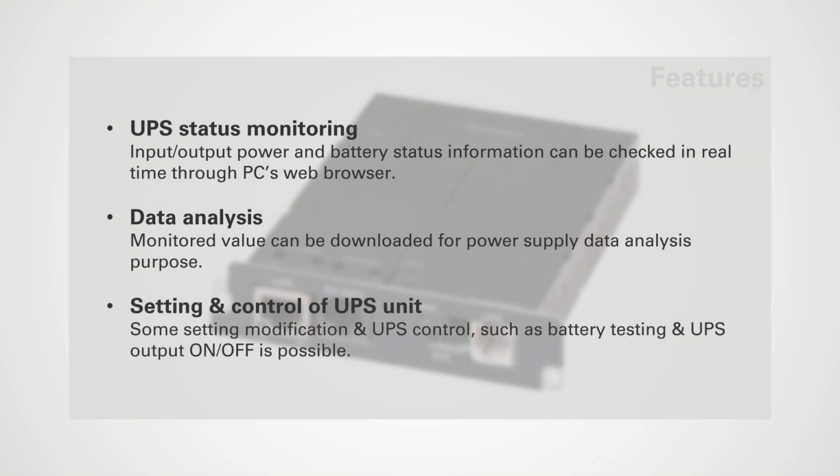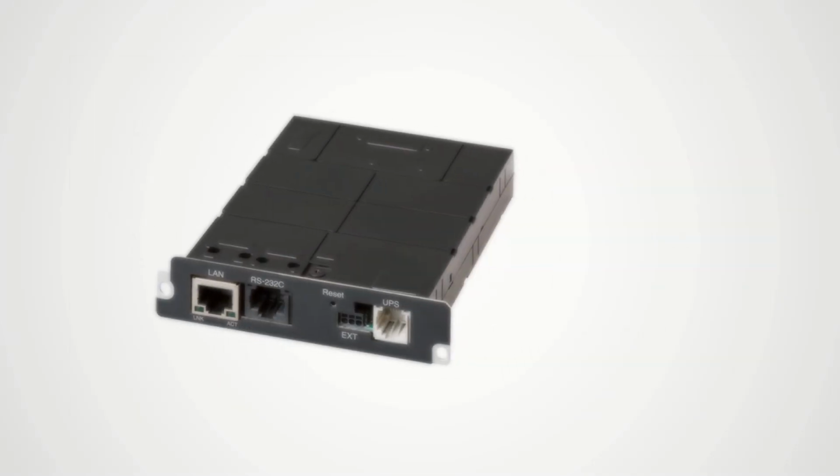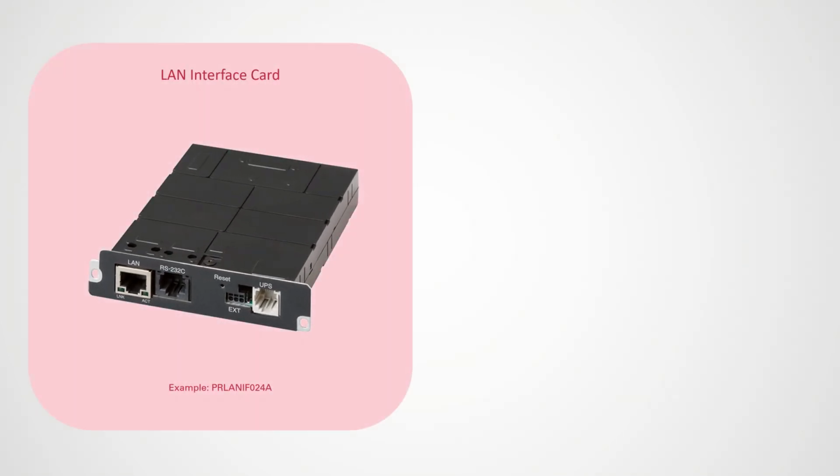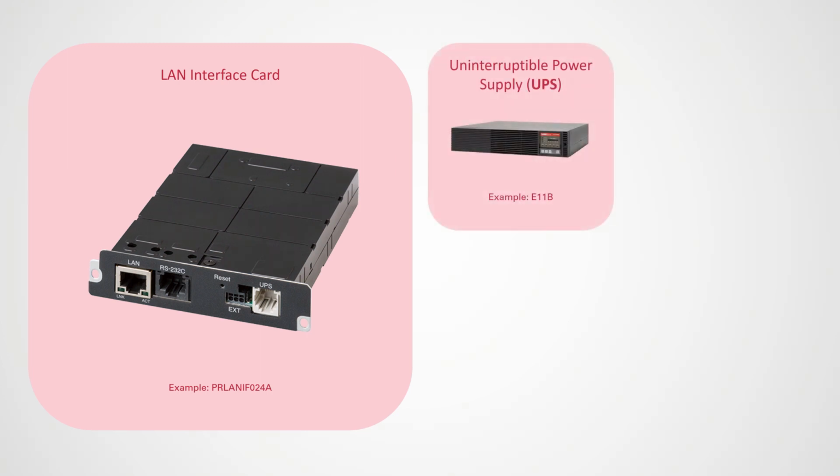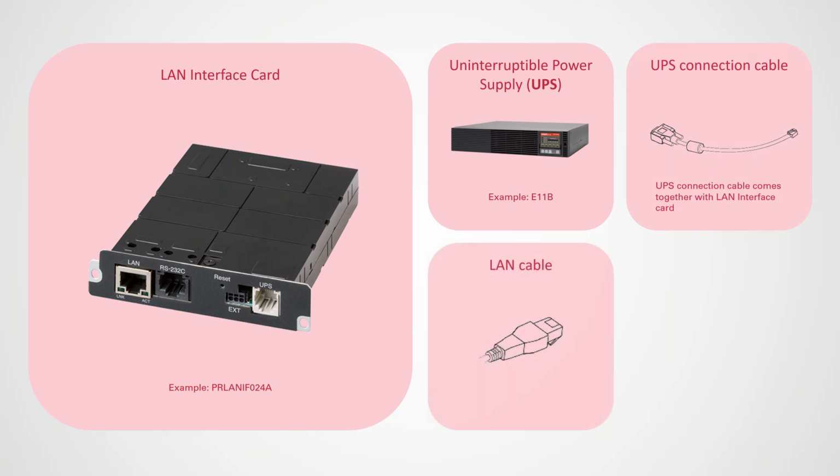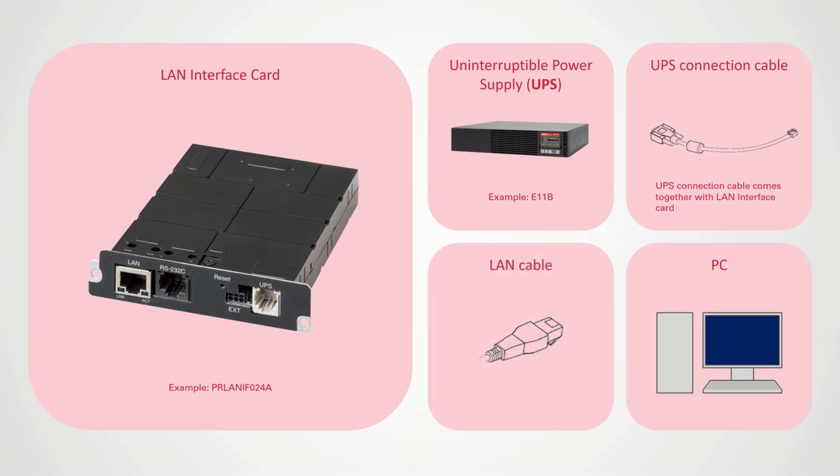UPS setting modification can be done using LAN Interface Card. Control operations such as battery testing function and UPS output on-off are also possible. For the demonstration, we need the LAN Interface Card, SANYO DENKI Uninterruptible Power Supply Unit, UPS connection cable, which comes together with LAN Interface Card, LAN cable, and a PC.